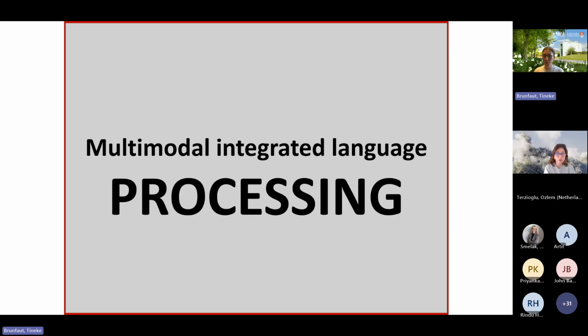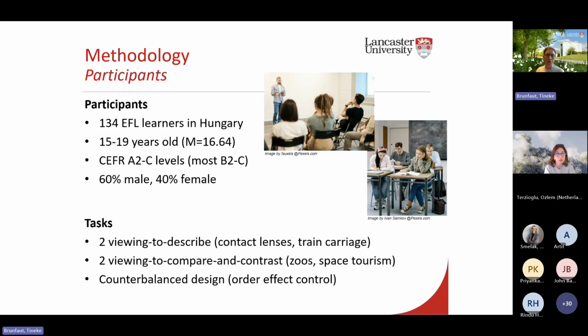So then the next question was, if someone does this task, do they actually use multimodal integrated forms of processing? And to find that out, we administered the tasks to a group of English foreign language learners in Hungary who were older adolescents of a range of CEFR levels, but the majority was at the B2 level, some at the C level, as measured by an APTIS test.